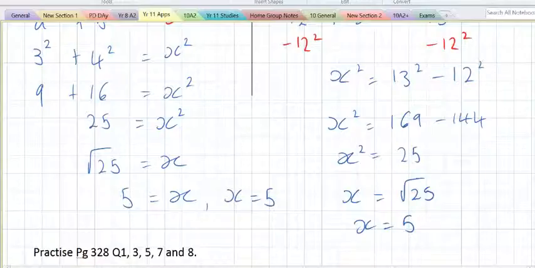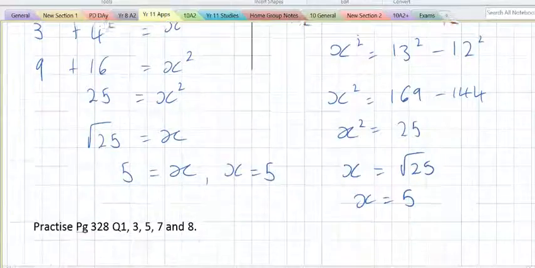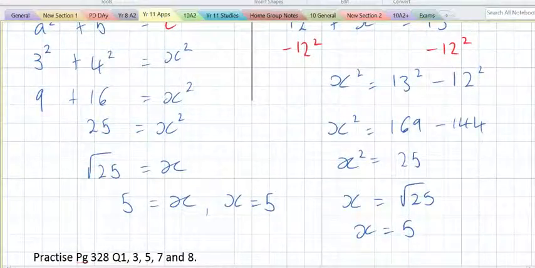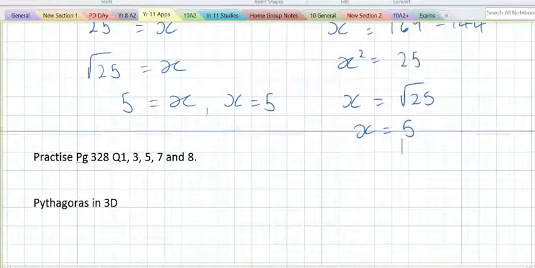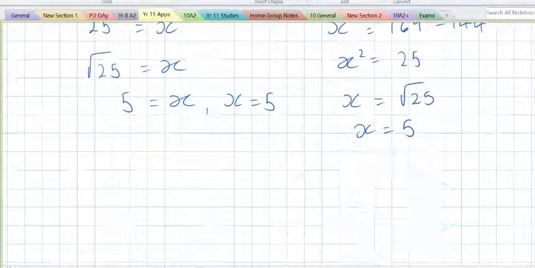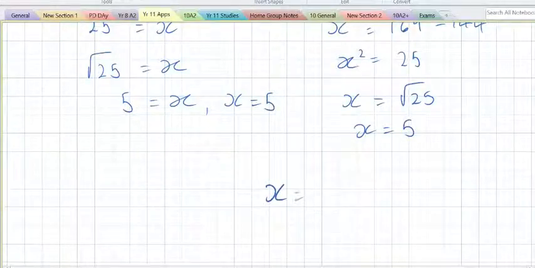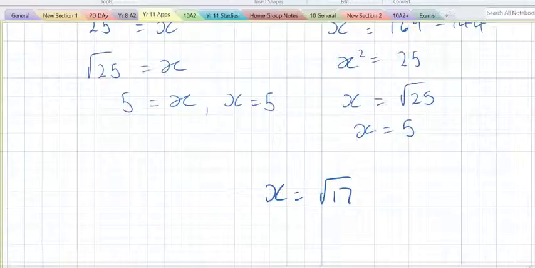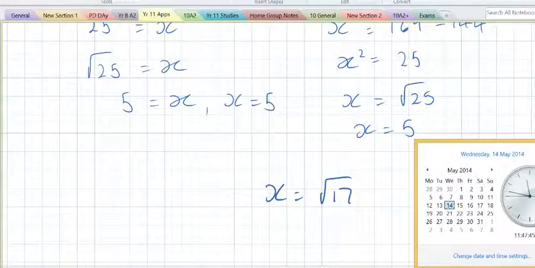Now it's quite likely that it won't always come out as a perfect number. So it won't always come out as square root of 25 or square root of 36, where x is equal to 5 or 6 or 4 or 3. What's equally possible is that it can come out as x is equal to the square root of 17. Now, when it does that, that is your answer. Square root of 17 is just a number. You can leave that as your answer. So you can say x equals square root of 17 centimeters.